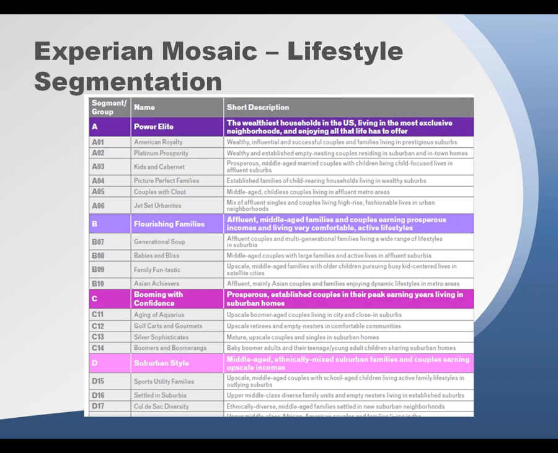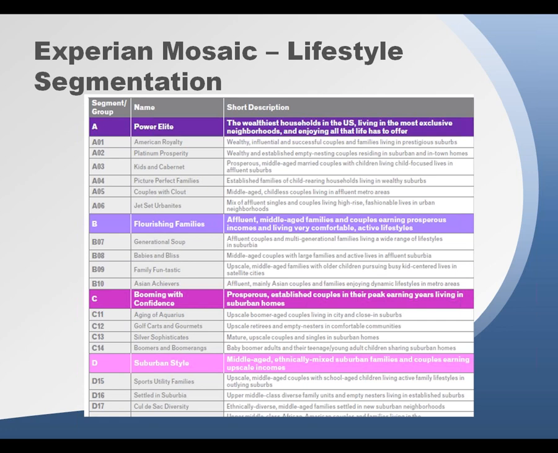Every household is going to be put into a particular lifestyle segmentation. There's 19 of them with 71 little subcategories. So you'll see on the screen, if we're looking at something like flourishing families, they're going to be affluent households, middle-aged families, couples earning prosperous incomes, living very comfortable, active lifestyles. Booming with confidence is going to be established couples in their peak earning years, living in suburban homes. So that's going to be part of the data as well.